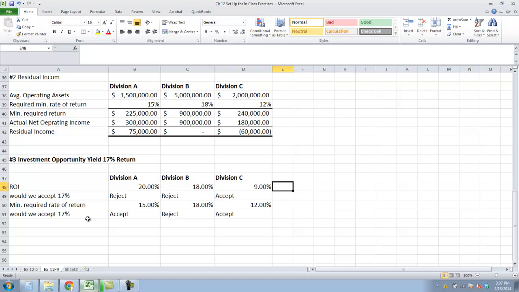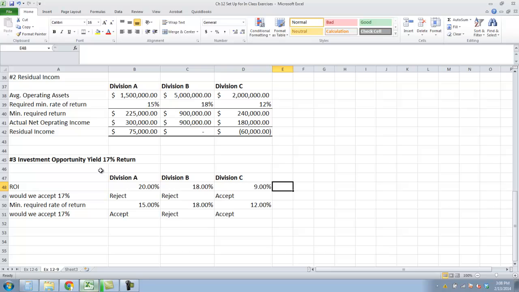If performance is instead measured by residual income, both Division A and B would probably accept the 17% investment opportunity. The 17% rate of return promised by the new investment is greater than the required rate of return of 15 and 12, respectively, and would therefore add to the total amount of their residual income. Division B would reject this because 17% return on their new investment is less than their required rate of return for B.